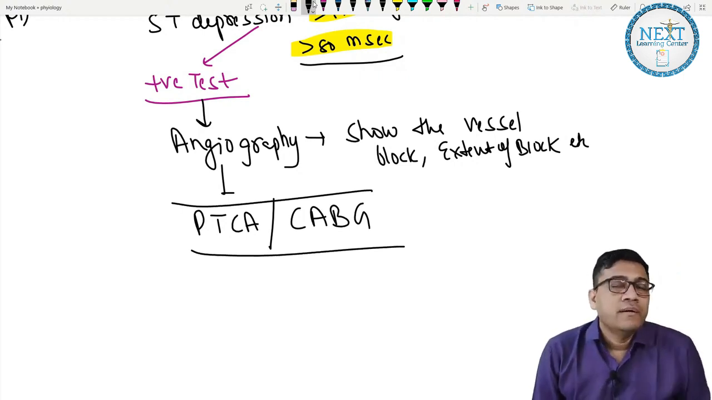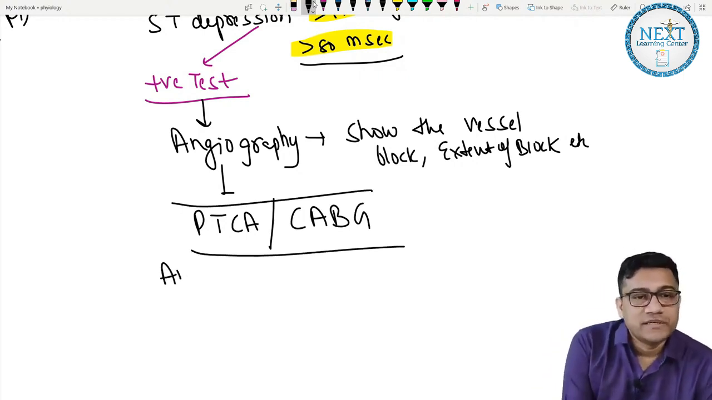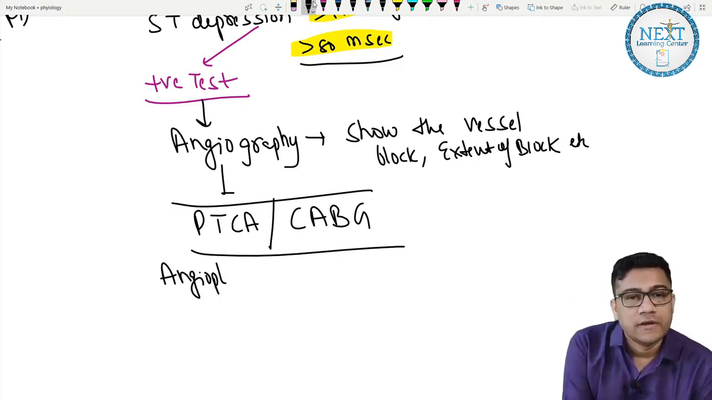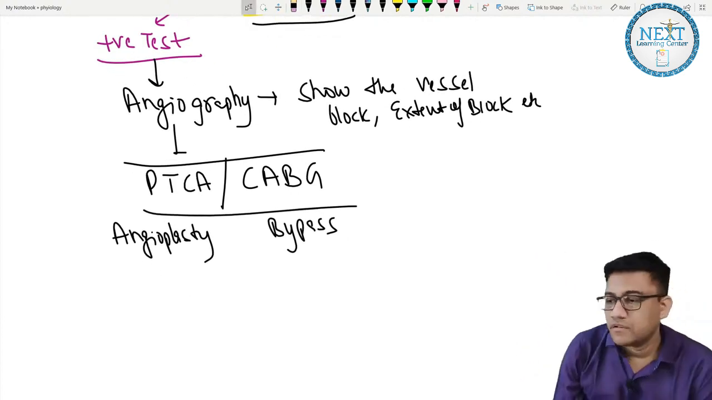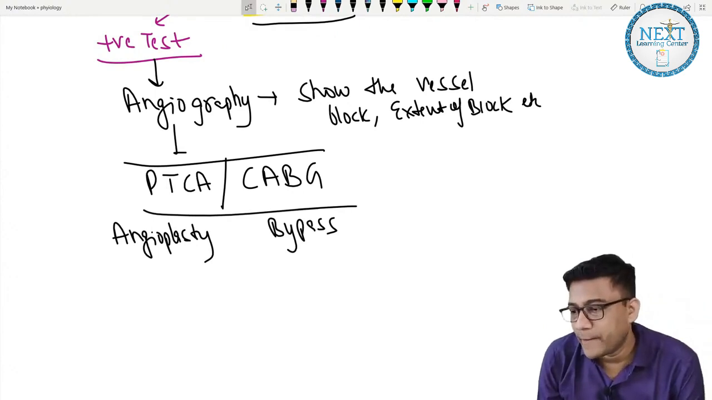This bypass, okay, this is angioplasty, this is bypass. For bypass we take which vein, which vessel? For bypass we take which one?